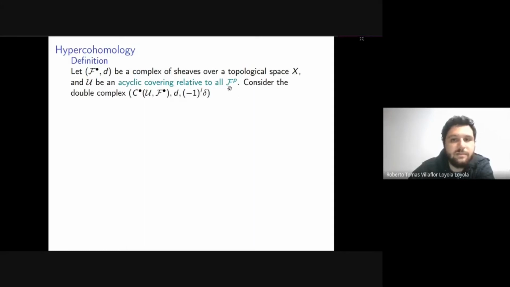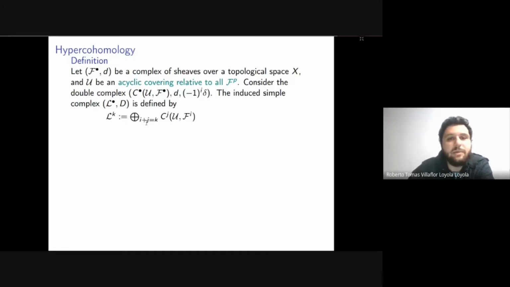So let us assume that this exists, and then we can consider the double complex C dot U F dot, where one differential is the usual differential of the complex F dot, and the other differential is induced by the check differential delta. So the induced simple complex L dot D is defined as follows. So L k will be the direct sum of the groups of check cochains C J U F I, where I plus J is equal to K, and the differential of this complex will be given by the sum of the two differentials of the double complex.